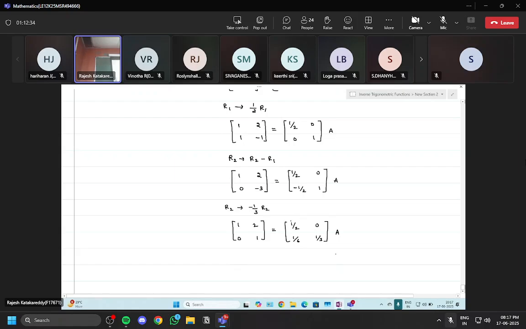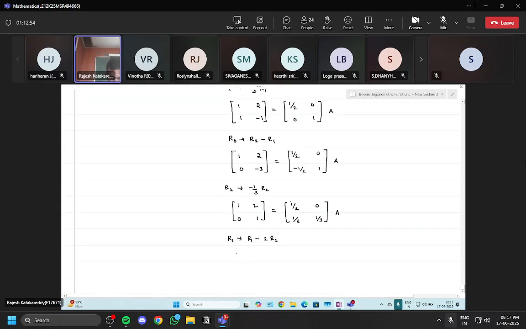I need to create 0 here. So how to create 0 there? We can write: 2 is there, I have 1, so 2 minus 2 into 1. That will be row 1 changes to row 1 minus 2 times row 2. So 1 minus 2 into 0 is 1 only, and I'll get 0 here, 0 and 1.